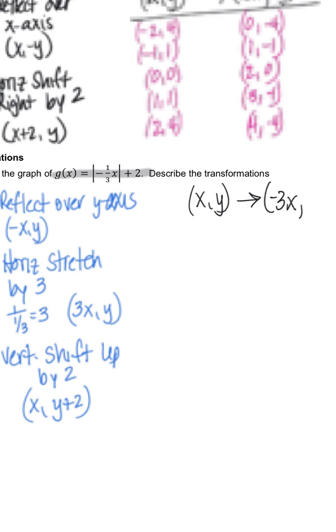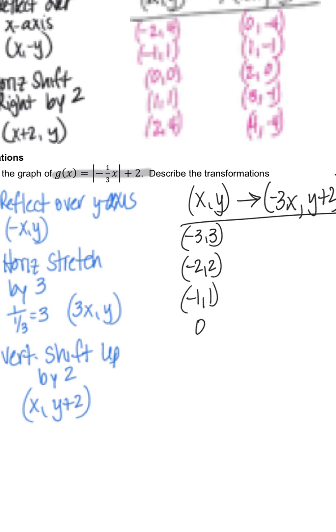Y plus 2. So y plus 2 is our rule. So now let's get some points. So we start with -3, 3, -2, 2, -1, 1, 0, 0, 2, 2, and 3, 3. So remember, you're doing absolute value, so your y values are always going to be positive because the outcome has to be positive. All right, so now let's do the magic here.